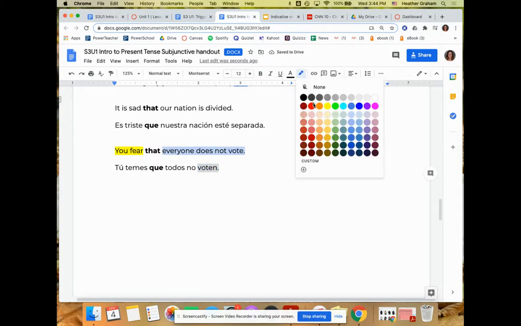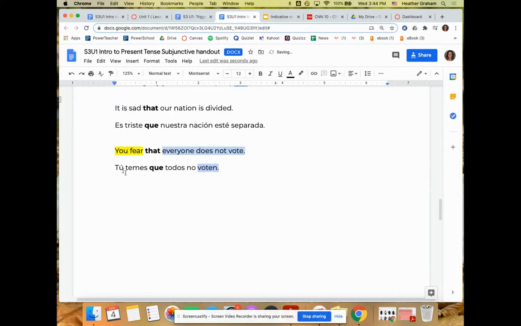Que is our connector. Temes is our indicative word. So you now have two different types of conjugations within the same sentence. But if you just said everyone does not vote, then it would be normal. If I just said todos no votan, you're stating a fact. Everyone does not vote.